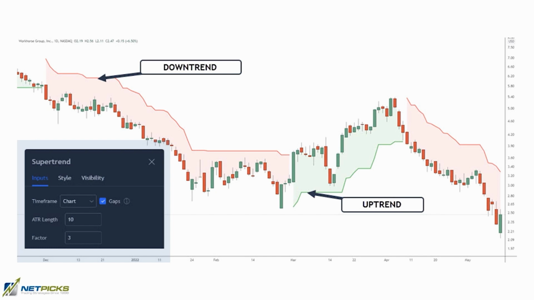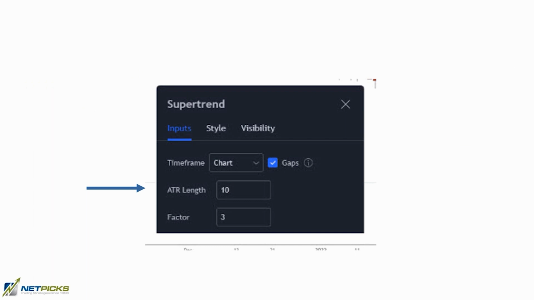Now, remember that changing these values can actually make the indicator more sensitive or less sensitive to price movements. And that could be a good thing or a bad thing depending on how you use it. And when we're talking about the Supertrend, you can adjust the period and the ATR factor, for example. The period setting is the look back for the ATR calculation. And the factor is just what the ATR is multiplied by to offset from price.